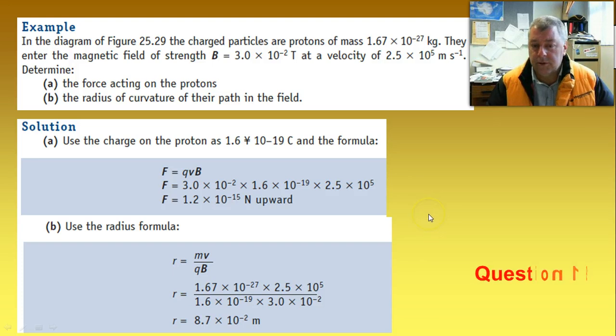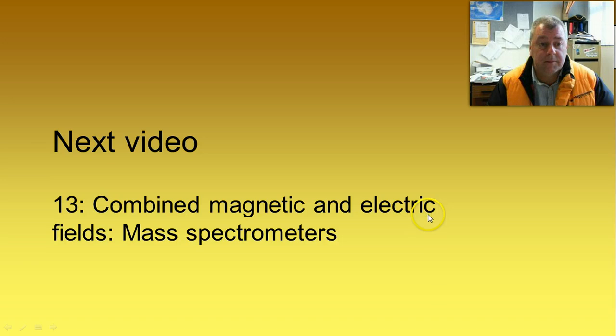So you should now be able to do question 19 from the booklet. And in the next video we're going to actually combine our understanding of magnetic and electric fields, and we're going to go back and have another look at mass spectrometers in a bit more detail.